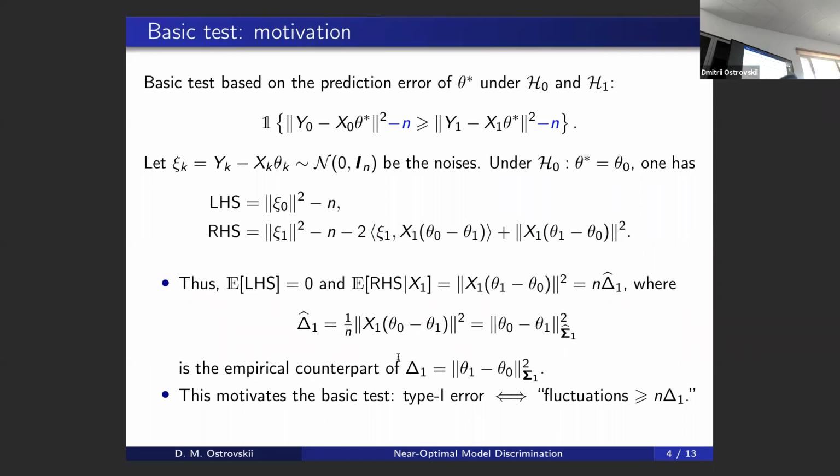So this motivates the test a bit more precisely. We see that the type 1 error happens when the random fluctuations, the centered fluctuations, which are these fluctuations plus these fluctuations plus these fluctuations, go over the offset term, which is a constant. I mean, it's not mean 0. Conditionally on x1, it has n delta 1 hat average. Any questions now? Feel free to use chat for the questions, by the way.